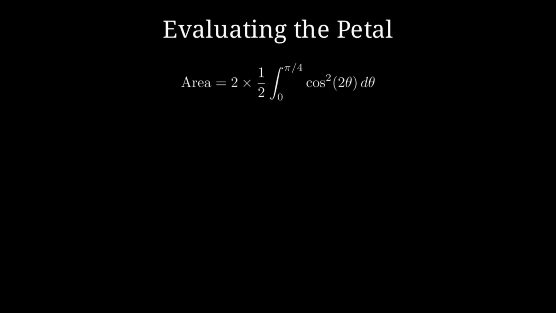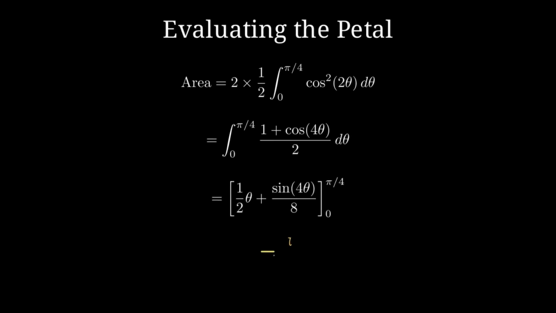Applying the power reduction identity again, we integrate the expression. The result for one petal is pi over 8. If we wanted the total area of all 4 petals, we would simply multiply this result by 4.